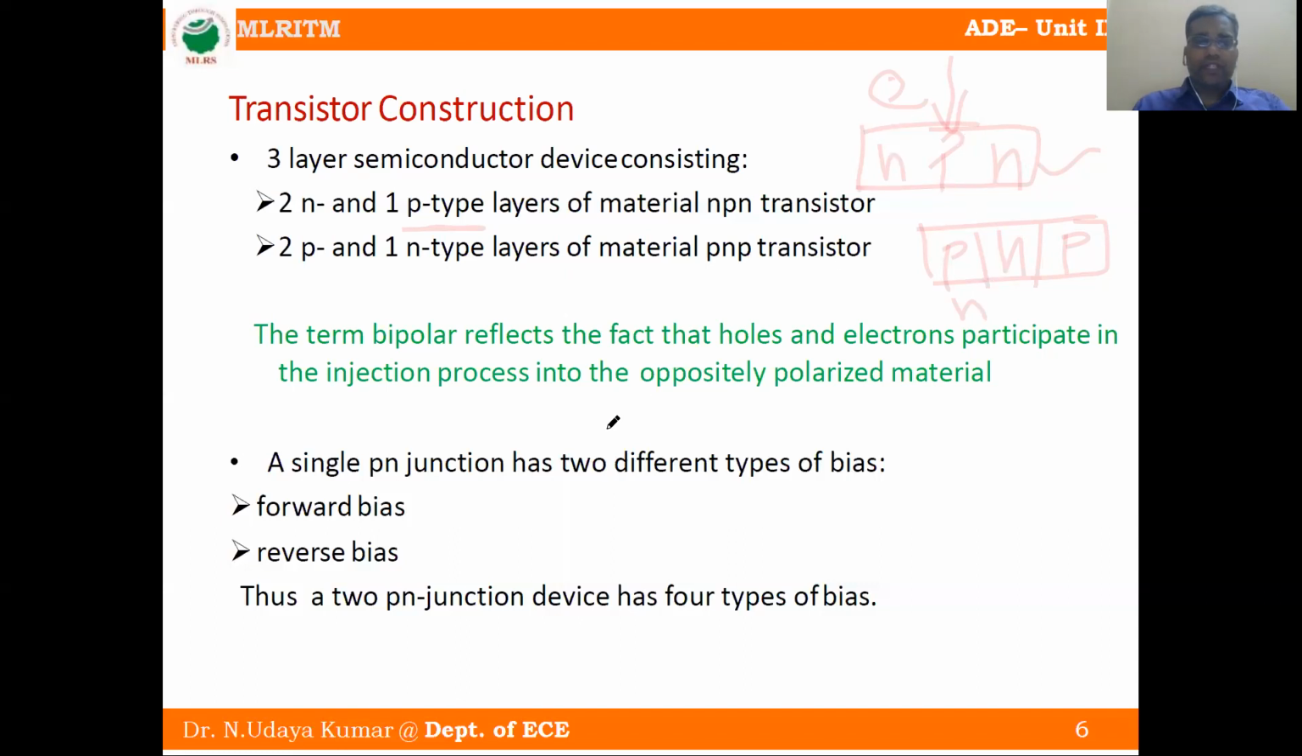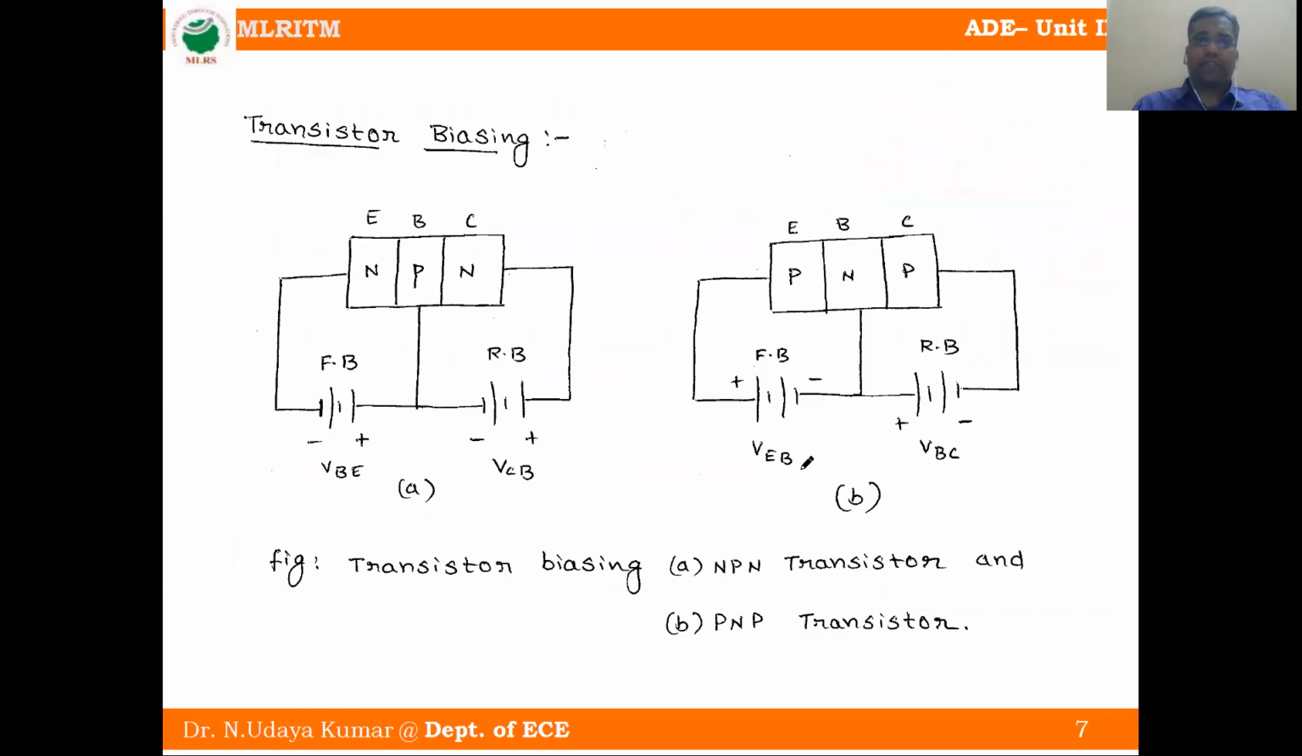Okay. So a single PN junction has 2 different types of bias. One is forward bias, the other is reverse bias. So a 2 PN junction device has 4 types of bias. I will explain in this diagram. See, this is an NPN transistor. First terminal is emitter, second terminal is base, third terminal is collector. Here also the same, it is a PNP transistor: emitter, base, collector.